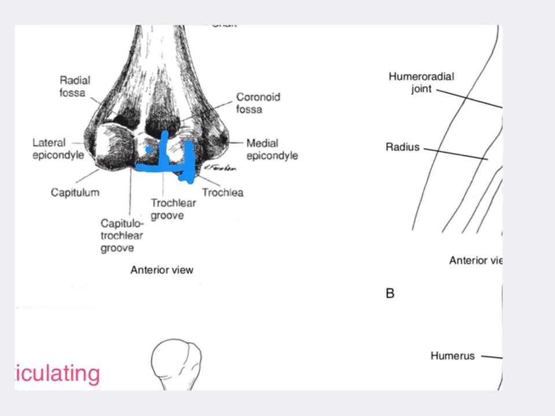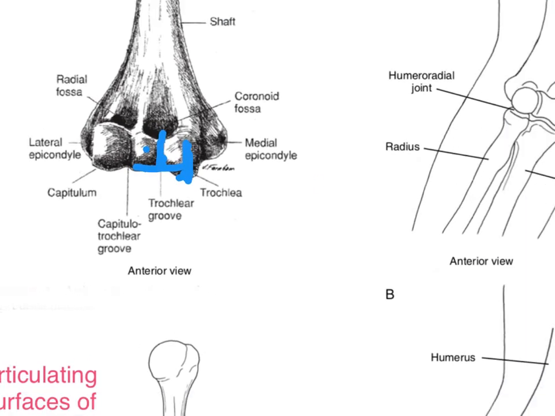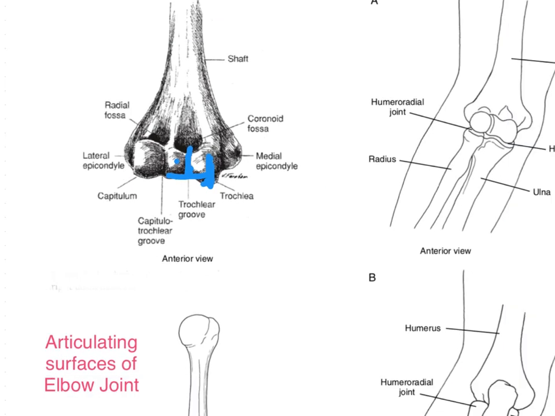Okay, and this is about the trochlea, which forms the humero-ulnar articulation of the elbow joint. And above this trochlea, you'll have an indentation called the coronoid fossa, and this fossa is designed to receive the coronoid process of the ulna at the end of elbow flexion.